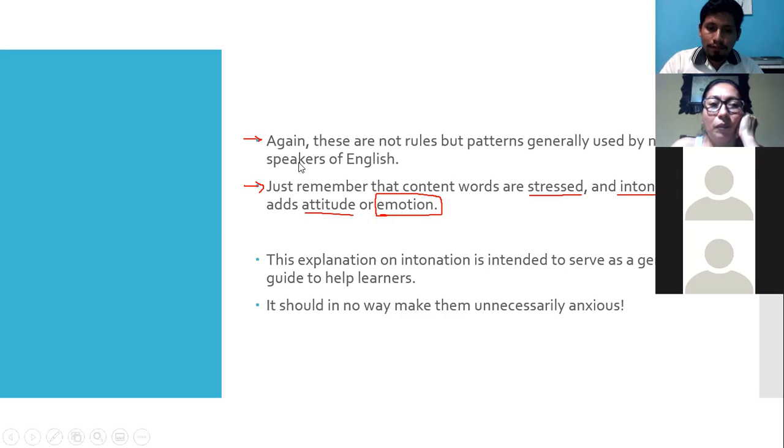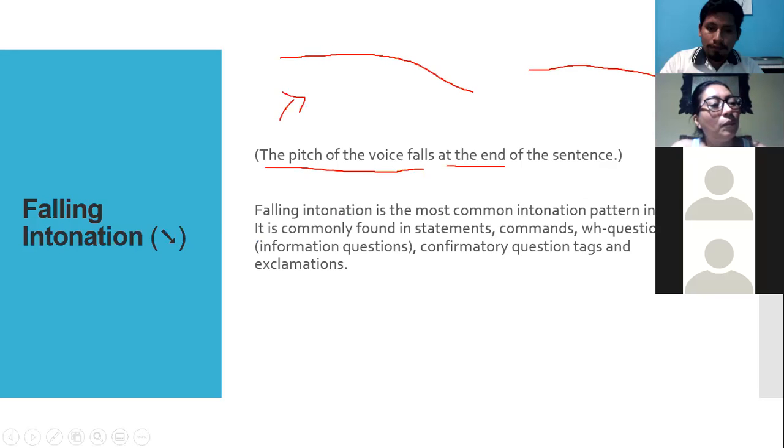It says, this explanation on intonation is intended to serve as a general guide to help learners. It should in no way make them unnecessarily anxious. Check this out. The pitch of the voice falls at the end of the sentence.